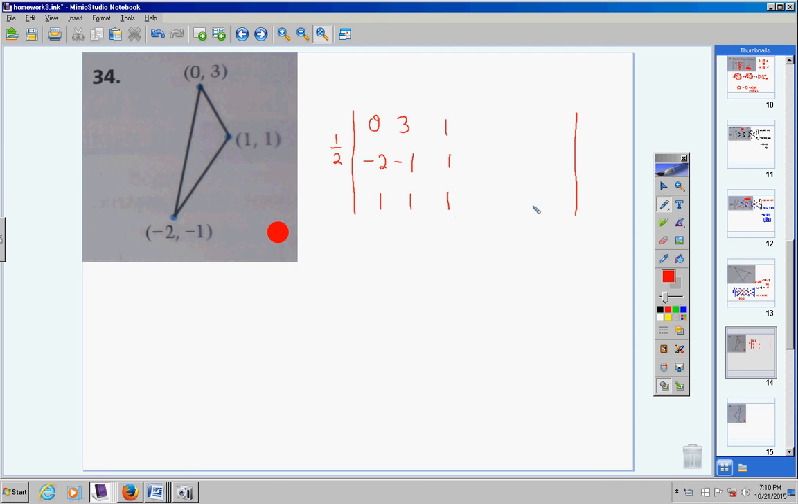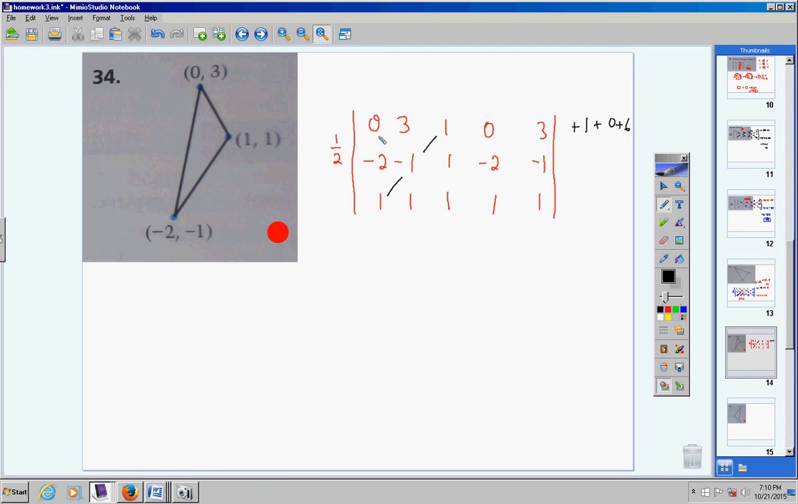So we're going to copy the first two columns over again. 0, negative 2, 1, 3, negative 1, 1. There we go. And let's see what we come up with. Okay, here we go. Let's multiply up. Right here, you'll get a negative 1, so I'm going to put a positive 1. Then we're going to multiply up here. That'll give us a 0. So I'm going to put a 0 right here. Then we'll multiply up here. That gives us a negative 6. So I'm going to put a positive 6.